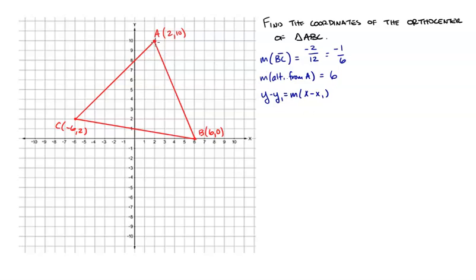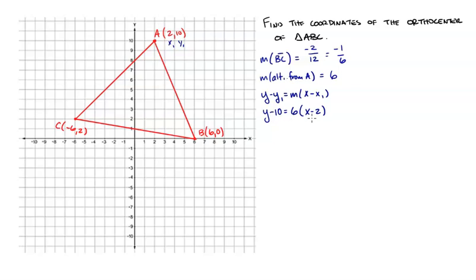I know that it contains point A, so I can use this as x1 and y1, and I take that line's slope and put it where m is, and then I would have an equation for the line. So for this line here, we're going to say y minus 10 equals 6 times x minus 2. Again, I just put this point in with x1 and y1. I use this number as the slope, and that gave me this equation.